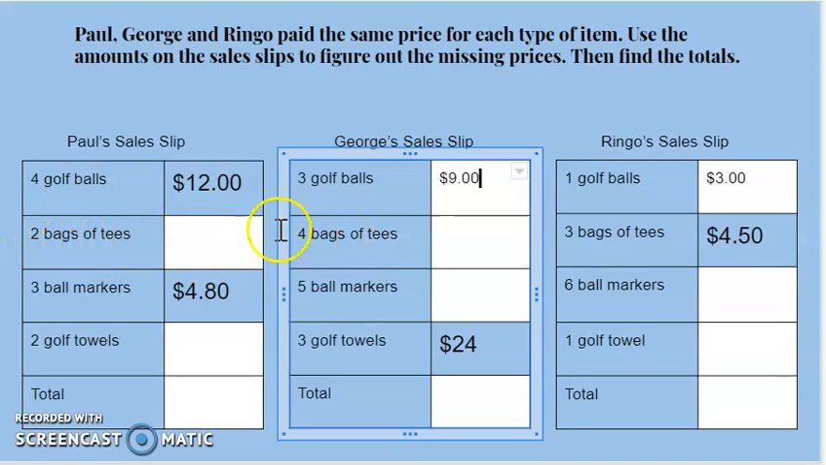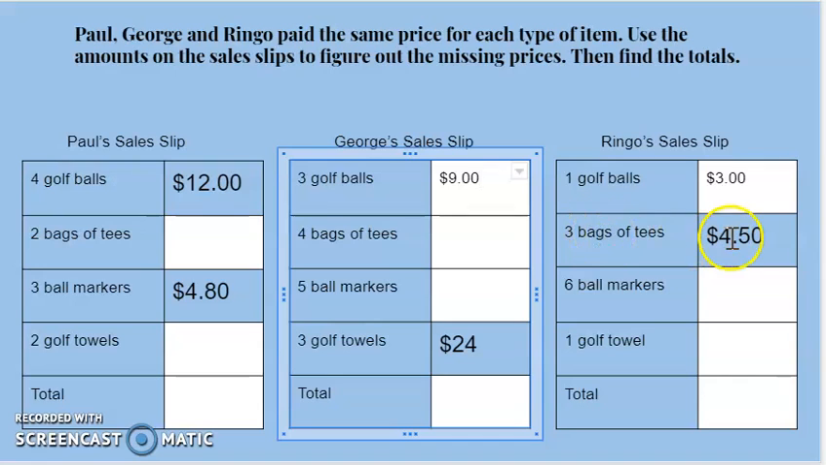Moving down here to bags of teas. We don't know what Paul spent. We don't know what George spent. But coming over here, we have Ringo, who got 3 bags of teas, and he spent $4.50. Ooh, so we got some cents here, not just the dollars. So 3 bags of teas for $4.50. How much would each bag of teas cost if 3 of them cost $4.50?